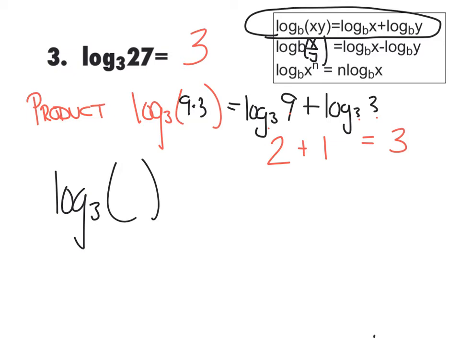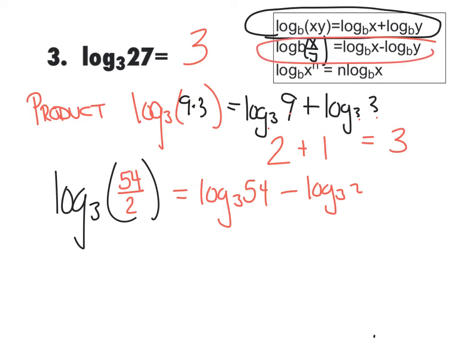So let me try one. What if I just doubled it? 54 divided by 2. Would you agree that's 27? Well, here's the problem with that one. If I expand that out, log base 3 of 54 minus log base 3 of 2, following this property, can I actually do that? Do I know 3 to what power is 2, or 3 to what power is 54?